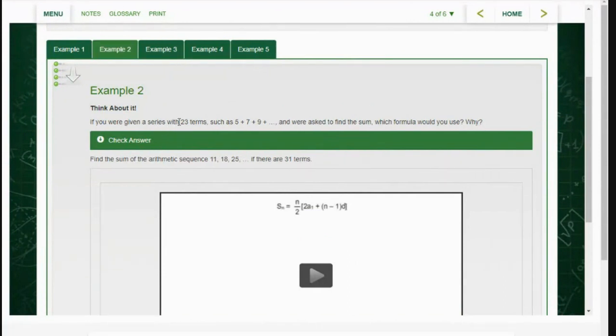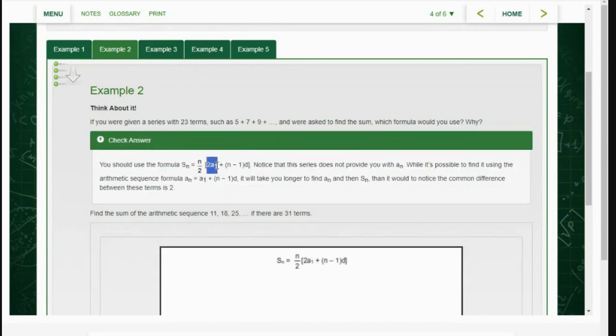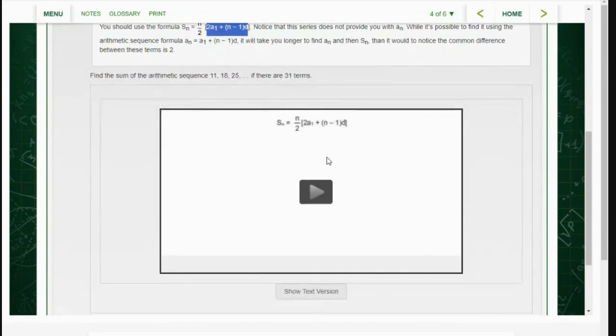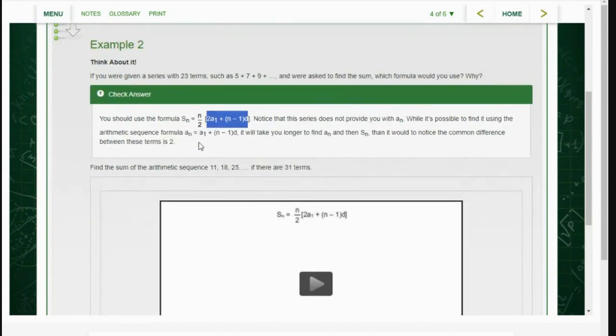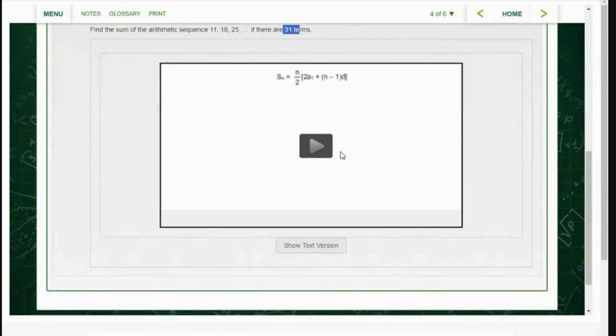If you have a series with 23 terms that starts 5, 7, 9, and you were trying to find the sum of the first 23 terms, which formula would you use? Well, in this one, you don't know the 23rd term, so you would use the second formula, the 2 times the first term plus n minus 1 times d. And then you can find the series for that, the total. Here's an example for you. Find the sum of the arithmetic sequence that starts 11, 18, 25 when there's 31. So I'll let you do that on your own because I give you the answer in this video.